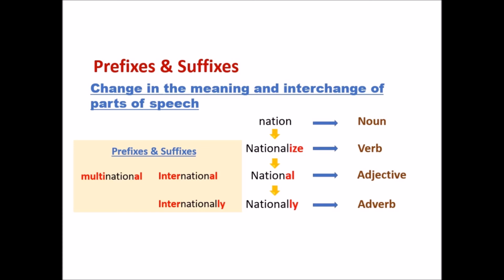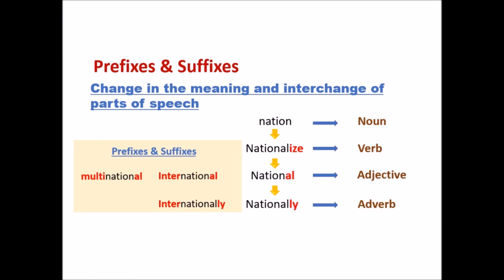And we can add prefixes and suffixes to the same word. International. Inter is a prefix, al is a suffix. Internationally, we have formed another adverb. Multinational. Multi is a prefix, nation is the root word, and al is a suffix. Multinational. We have formed another word. So here we have formed six more words by adding suffixes and prefixes to a root word.